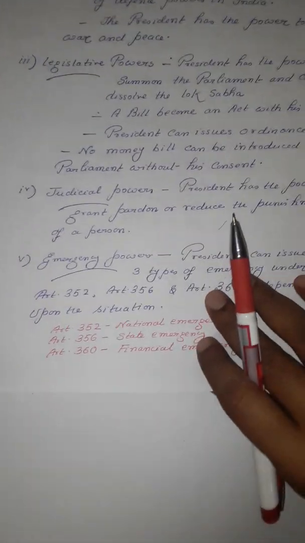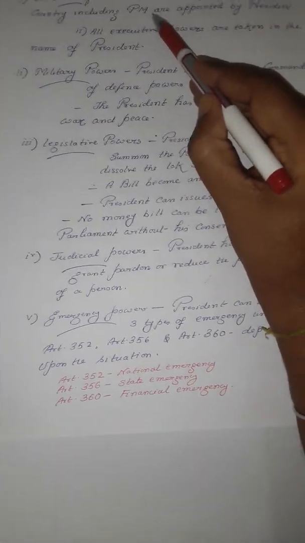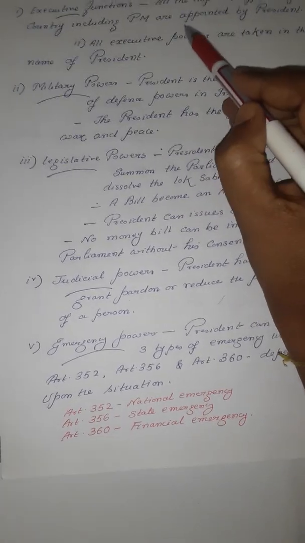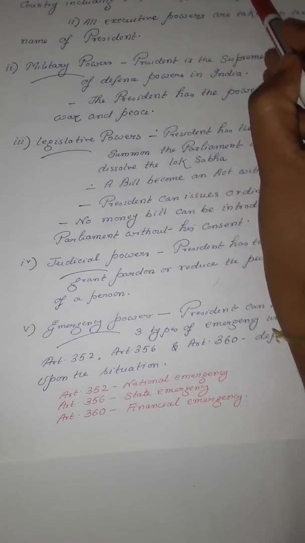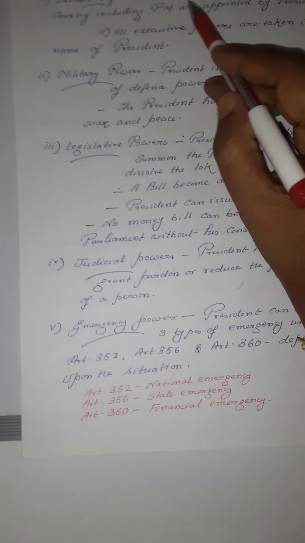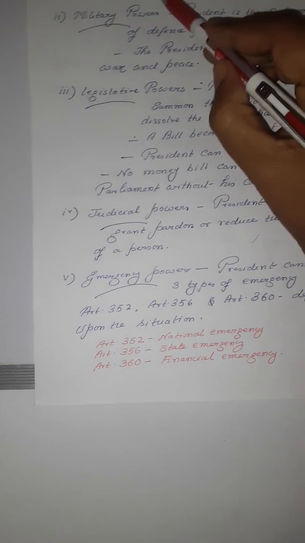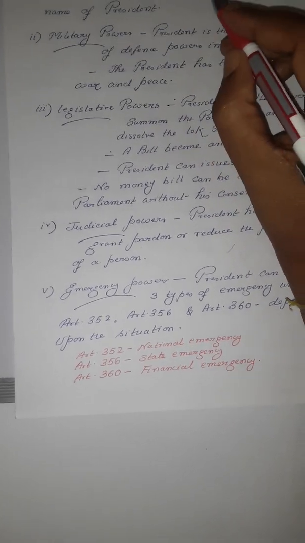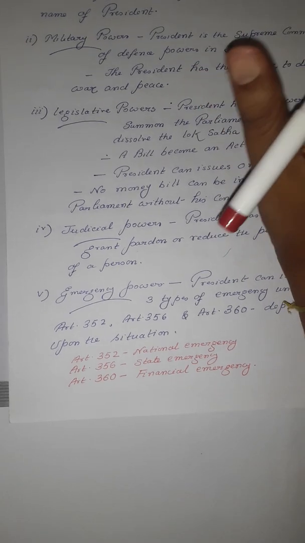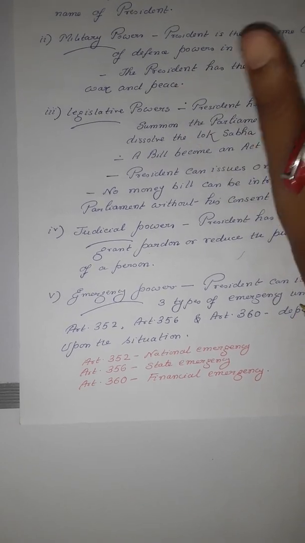First is the executive functions. All the important officials of the country, including the PM, are appointed by the president. Important officials here means all the top permanent executives. All are appointed by the president. Next, all executive powers are exercised in the name of the president. Whatever treaty or bond is made, generally between different countries, is made in the name of the president only.